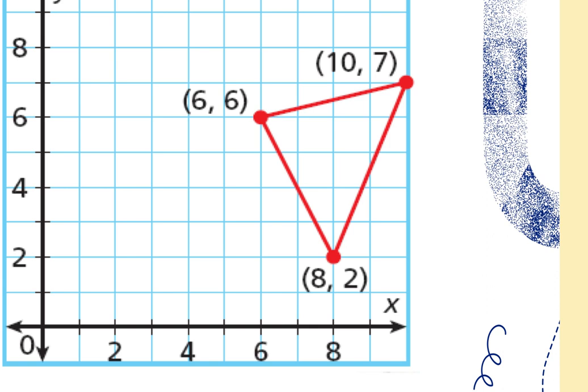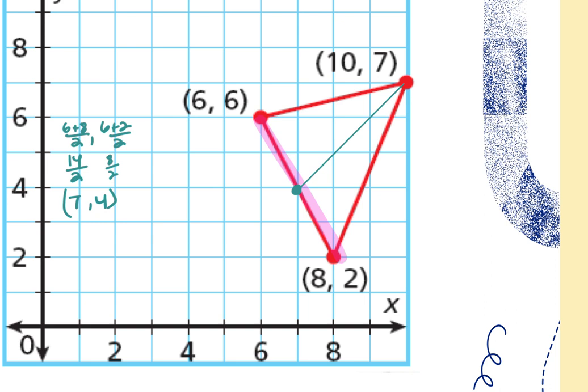So if I start with the midpoint on this side, let's say, I would do 6 plus 8 divided by 2 and 6 plus 2 divided by 2. 14 divided by 2, which is 7, and 8 divided by 2, which is 4. So 7, 4 is here. That would be one median.